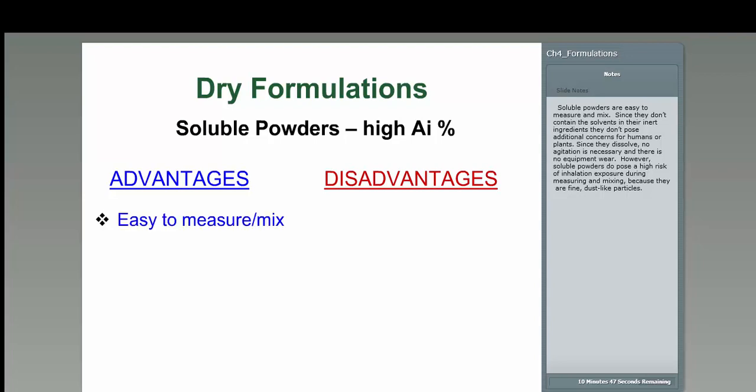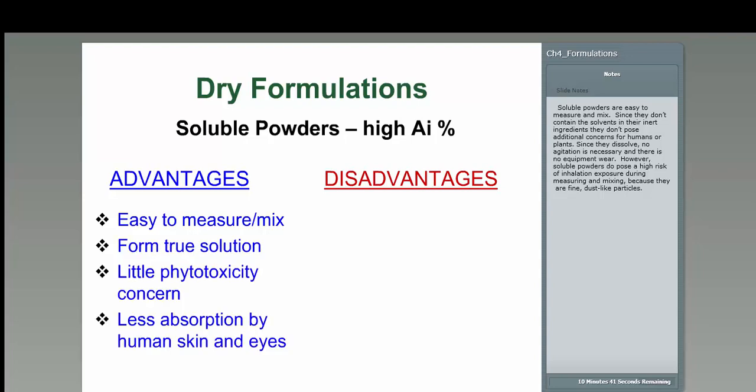Soluble powders are easy to measure and mix. Since they don't contain the solvents in their inert ingredients, they don't pose additional concerns for humans or plants. Since they dissolve, no agitation is necessary and there is no equipment wear. However, soluble powders do pose a high risk of inhalation exposure during measuring and mixing because they are fine dust-like particles.